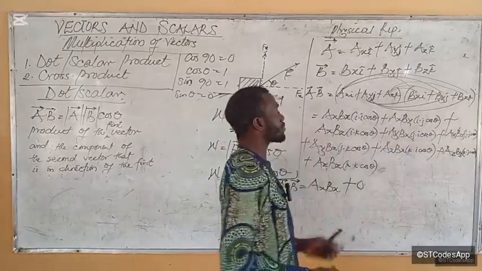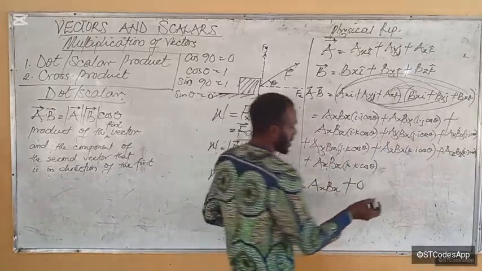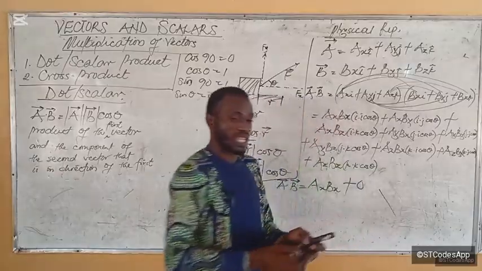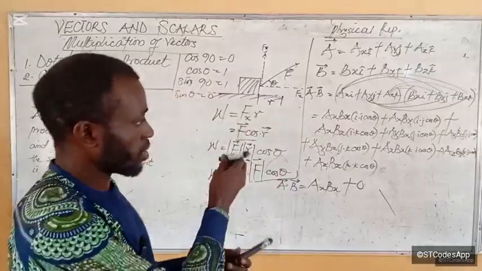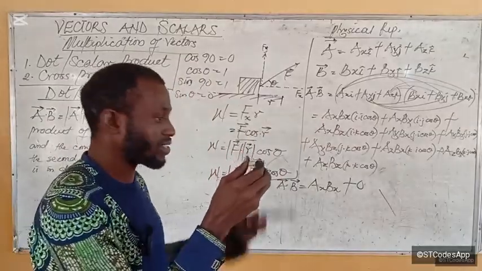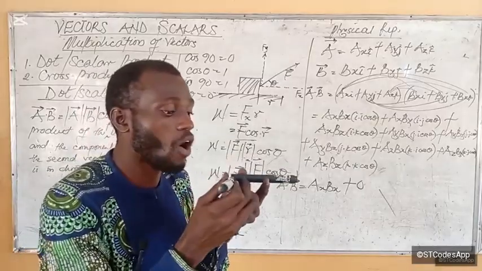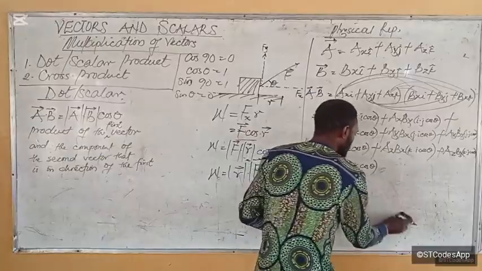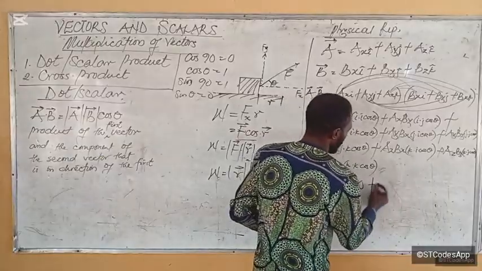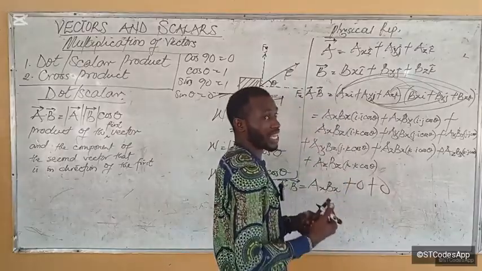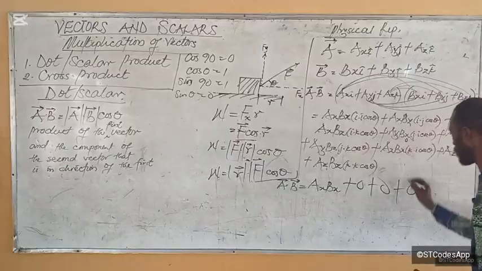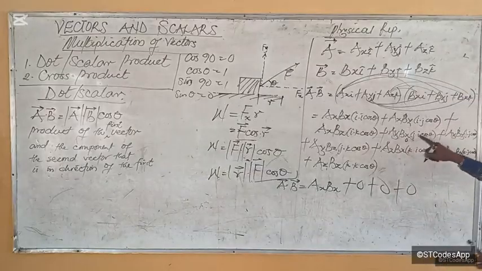For the next guy, AxBz, I dot K. K is on this axis, that is outside the board, coming out of the board, and I is on this axis. What's the angle between them? Also 90 degrees. They are perpendicular to each other. So cos 90 again, 0. So everybody here, 0. So let's now do this. It means that this one, JI, will also be 0. Why? Because it's 90 degrees between them. So cos 90 is 0.